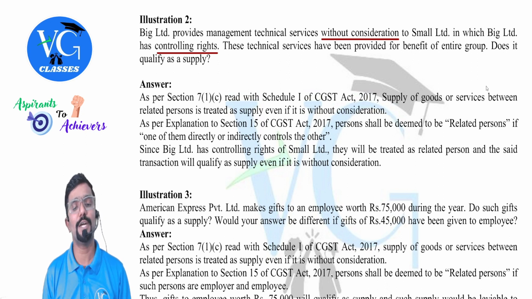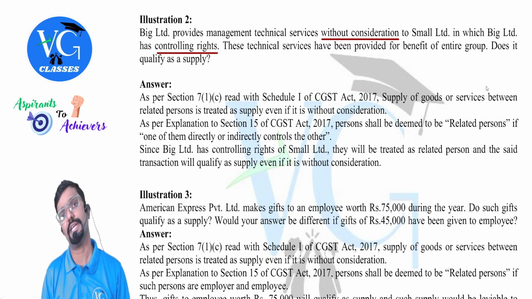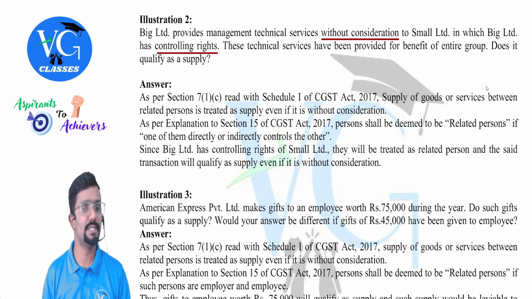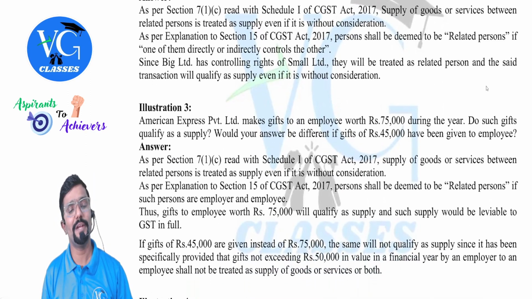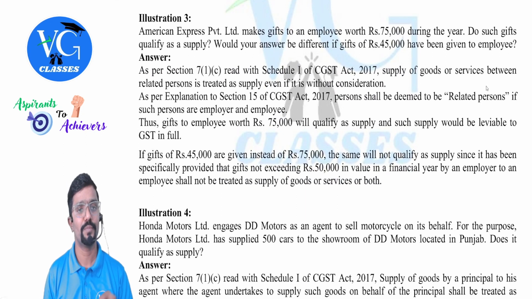Since Big Limited has controlling rights of Small Limited, they will be treated as related persons. And the said transaction will qualify as supply even without consideration. Even without consideration, people.